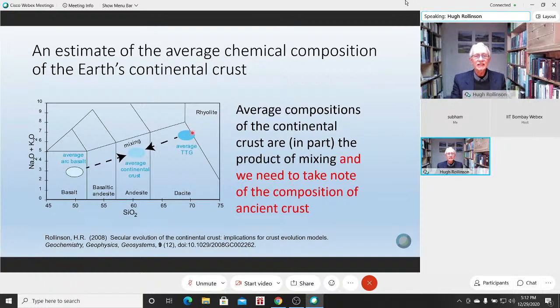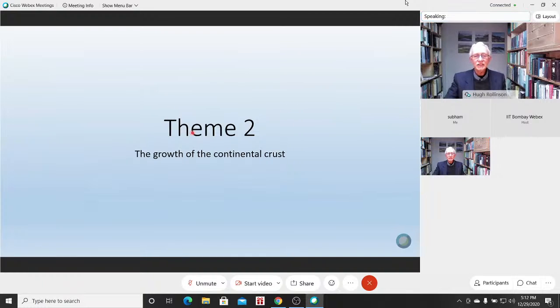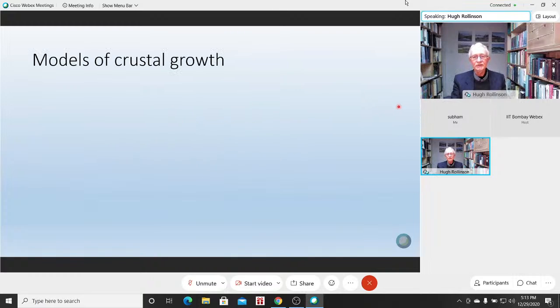So, understanding the average composition of the Earth's continental crust only gives us a partial solution to the origin of the Earth's continental crust. So let's turn to another theme now, and let's look at the growth history of the continental crust, because here the combined use of geochemistry and geochronology can give us some very important information.